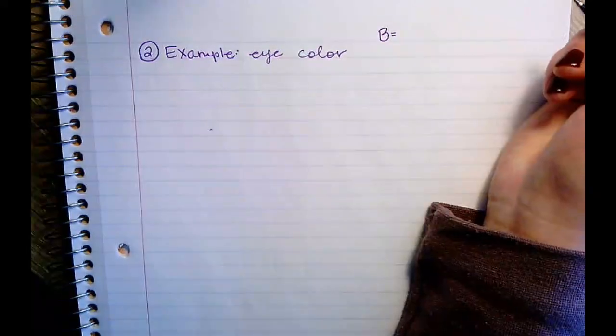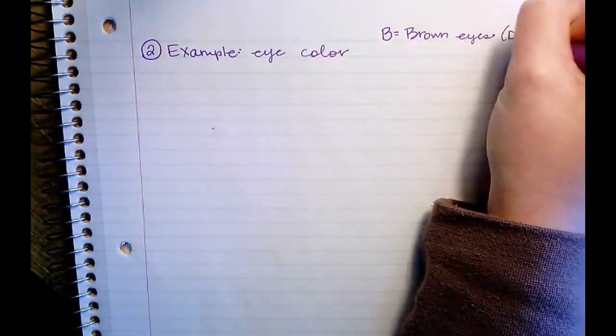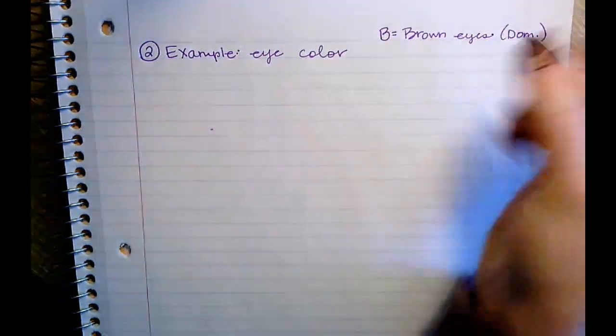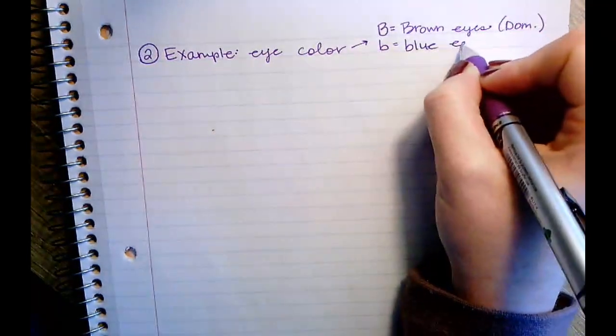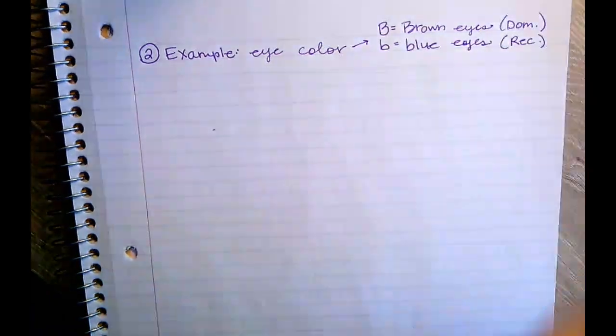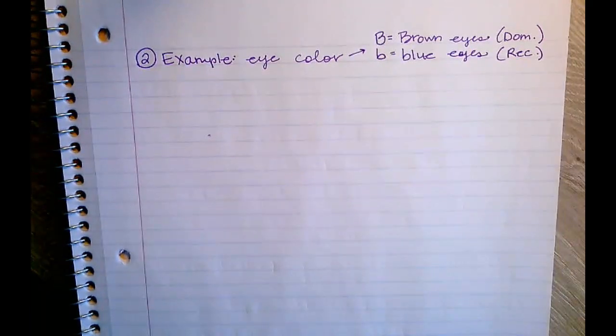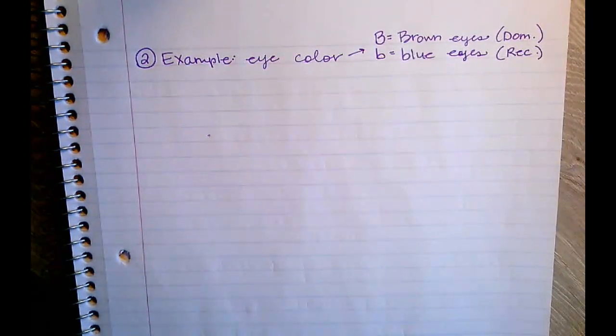Eye color, we're going to have a big B, which again I would hope you remember is dominant. That would be brown eyes, and I'm going to write D-O-M for dominant. And then a lowercase b is for blue eyes, which is again recessive. Each parent is going to contribute either a dominant or a recessive trait to a child.